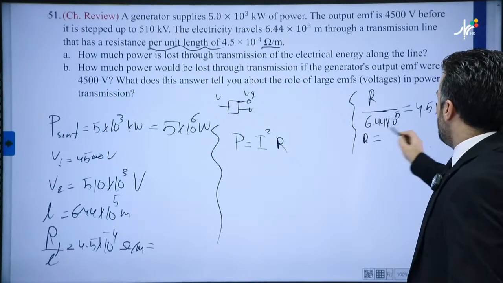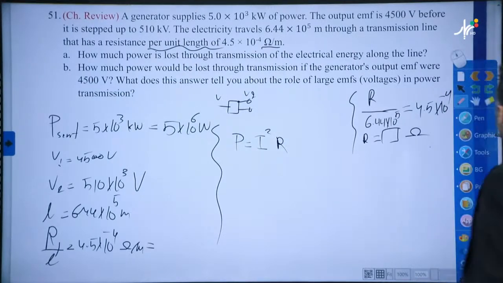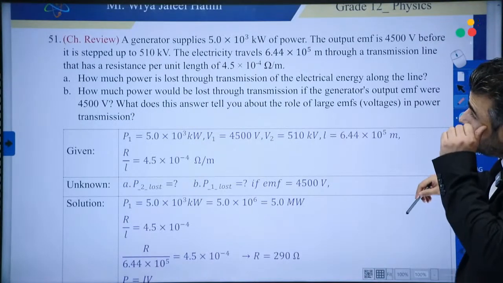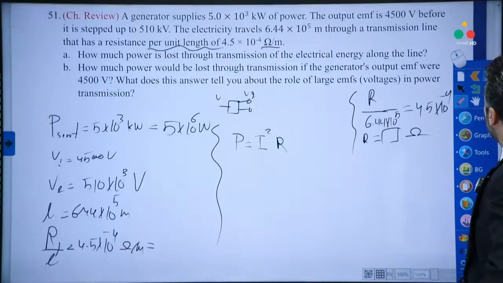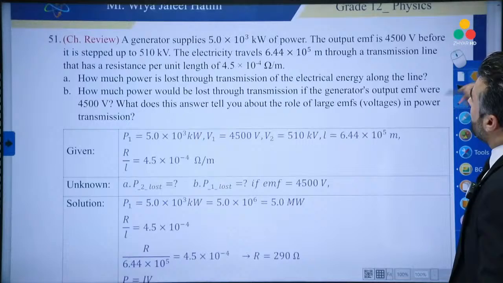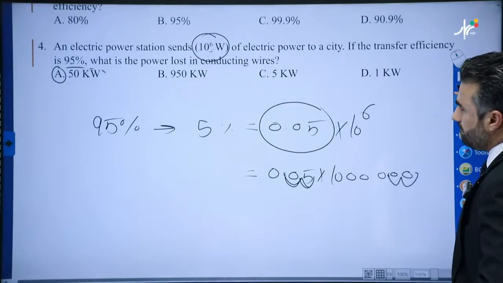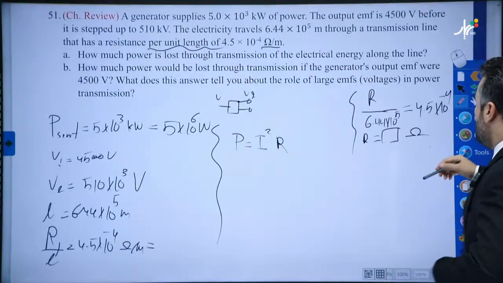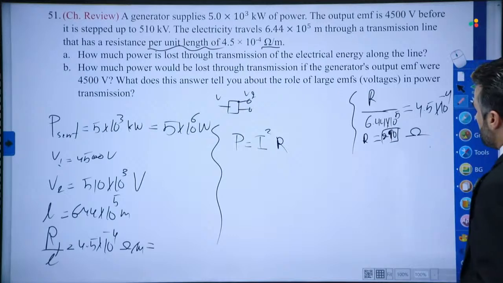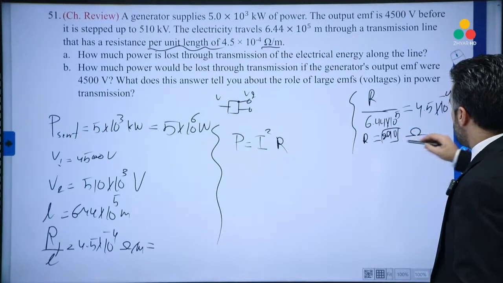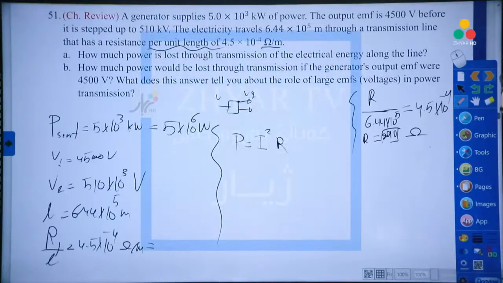So what is the resistance here? It is equal to this much ohms. Let's see what the answer is. The answer for this is basically 290. Let's write this one nicer. 290 what? 290 ohms here. Okay, that is the first part of this.